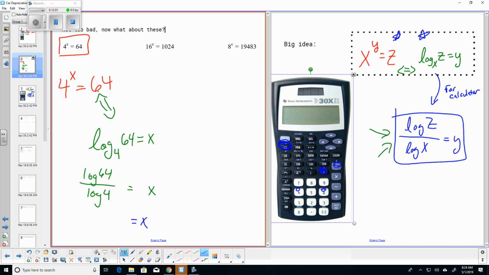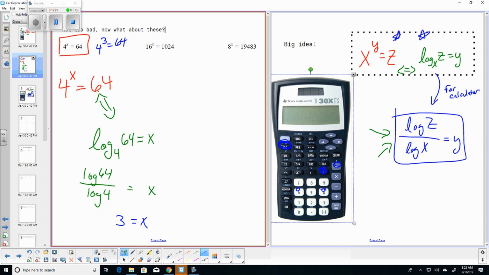So let's see if that makes sense. Now, there's an easy way of checking this. Is 4 raised to the 3 power 64? Well, let's see. 4 times 4 is 16, times 4, 64. It works. Okay? So it's as easy as that. It's not that bad, right? And that's really like a quarter's worth of algebra 2, kind of condensed for you.